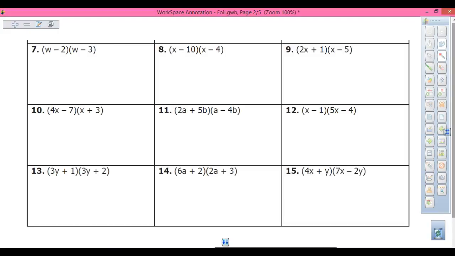All right, so let's look at number 7. What am I starting with? W times W gives me w squared. Then W times that negative 3, I get minus 3w, minus 2w. Good. At that end, we've got plus 6, because I've got a minus and a minus. So I combine my middles, and I get w squared minus 5w plus 6.